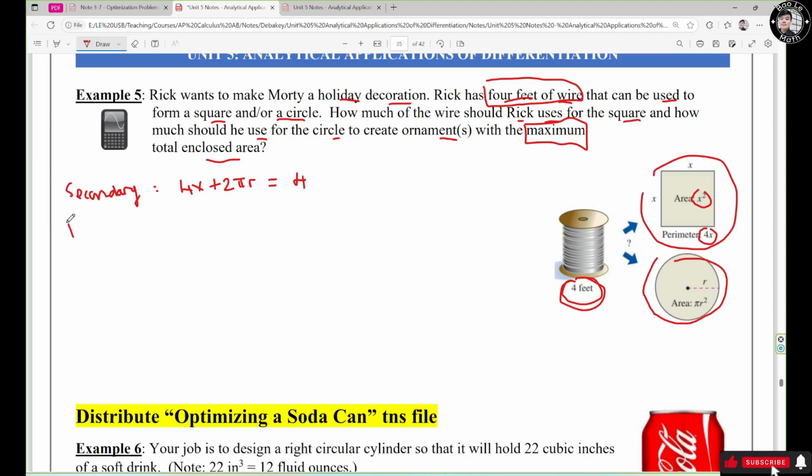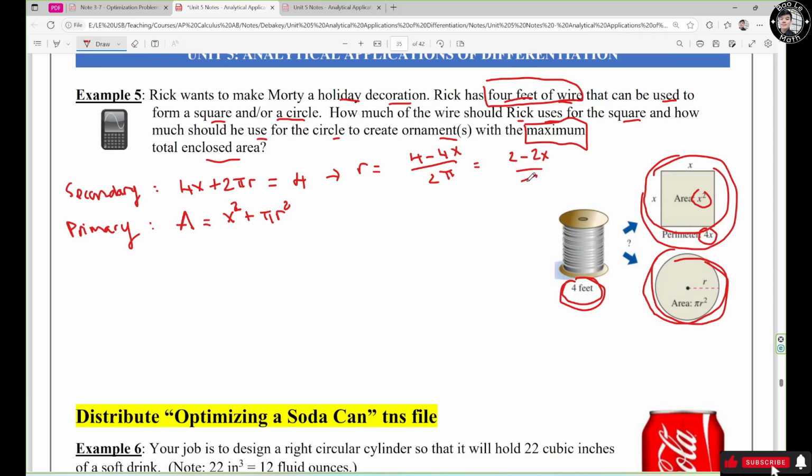Now the primary equation should be the area of the square plus the area of the circle, right? So it's going to be A equals. Now from the first equation, you need to solve for r. So r equals 4 minus 4s divided by 2 pi. Now I need to simplify this one, so it could be 2 minus 2s divided by pi.